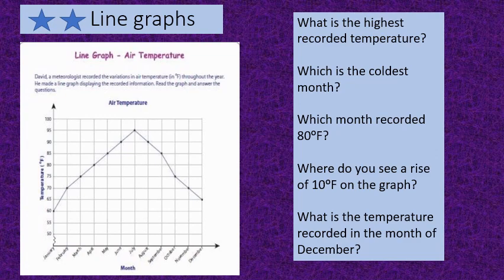And the questions are: question 1, what is the highest recorded temperature? Question 2, which is the coldest month? Question 3, which month recorded 80 degrees Fahrenheit? Question 4, where do you see a rise of 10 degrees Fahrenheit on the graph? And question 5, what is the temperature recorded in the month of December? Pause here while you look at the graph and reread the questions and interpret the data.